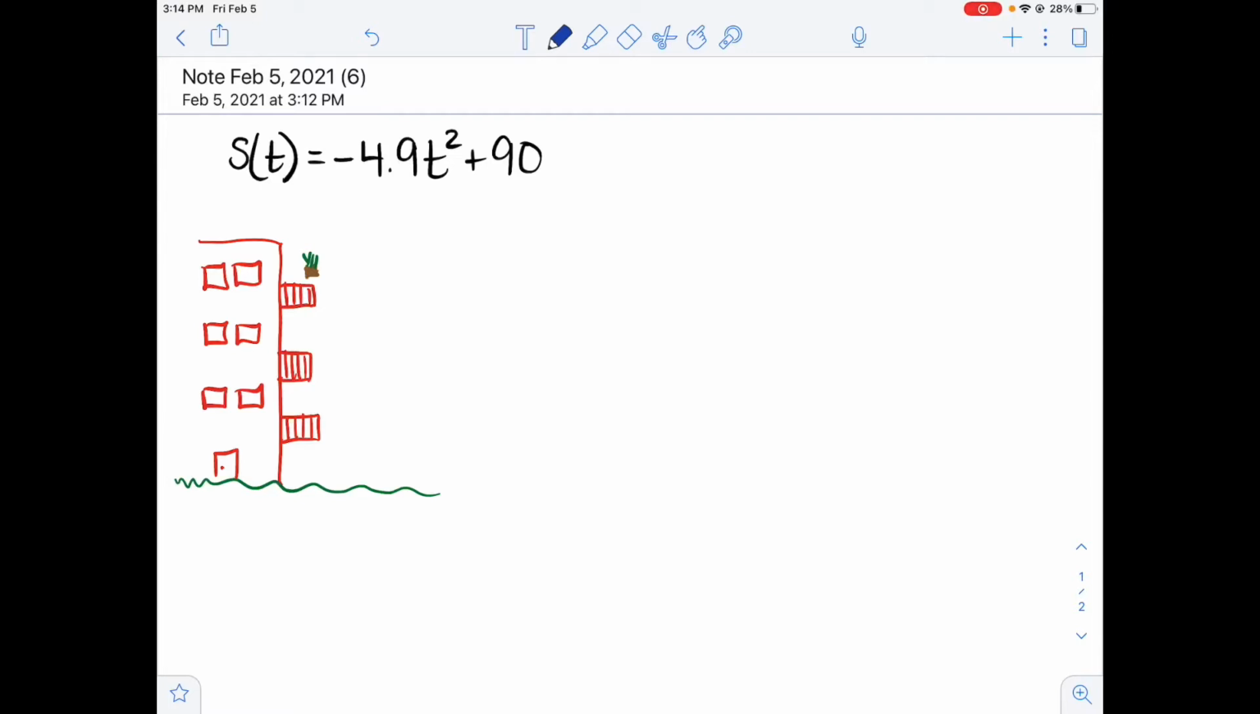All right, we're talking average rates of change, and we want to get to talking about instantaneous rates of change. So we're going to use the equations this time. We've got S of t equals negative 4.9 t squared plus 90.